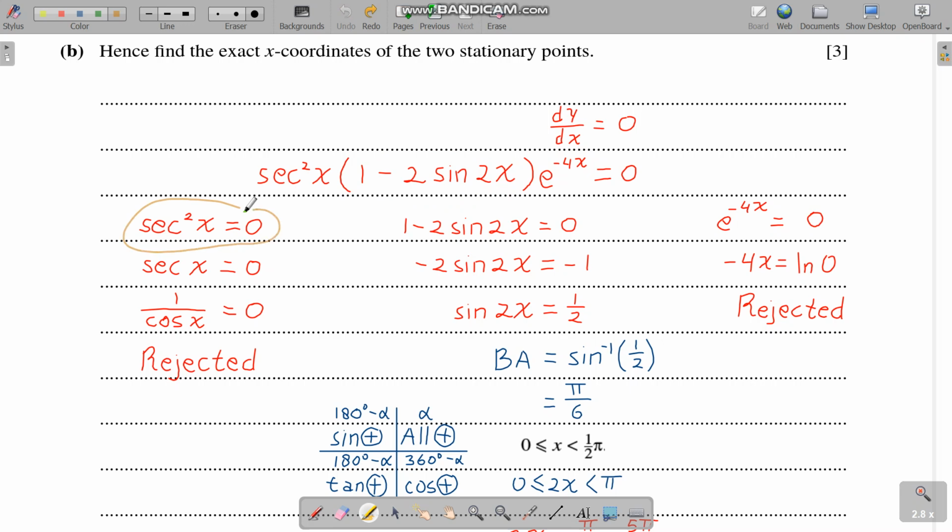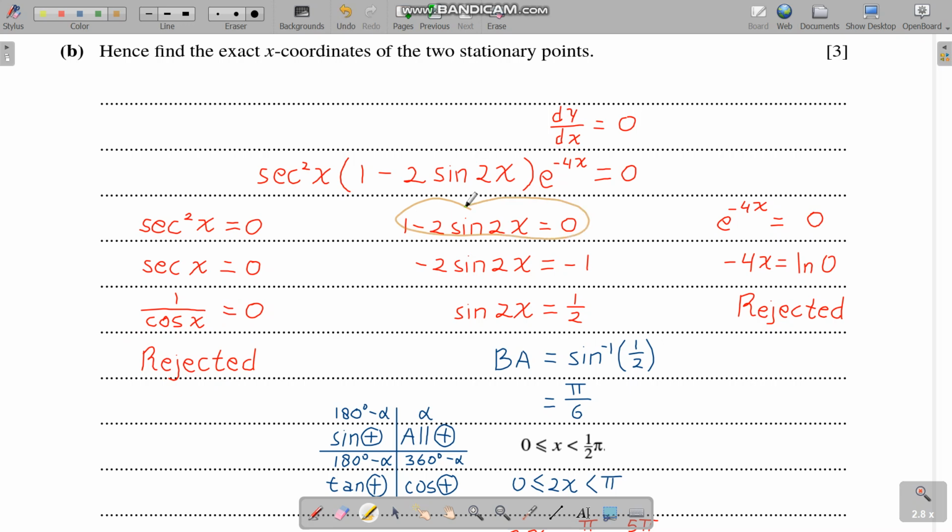From here we take the square root of both sides, and secant is 1 over cos. Now if 1 over something equals 0, the cos x would be infinity basically, and it is impossible here because cos x can only be between -1 and 1. It cannot be infinitely big, so this is impossible. It's rejected. There's no solution from here.